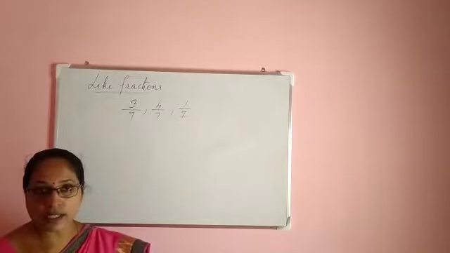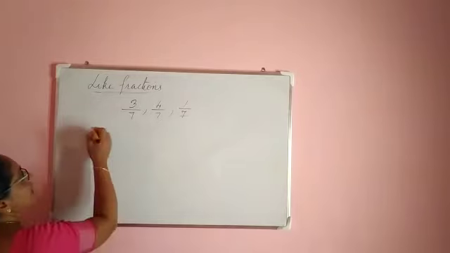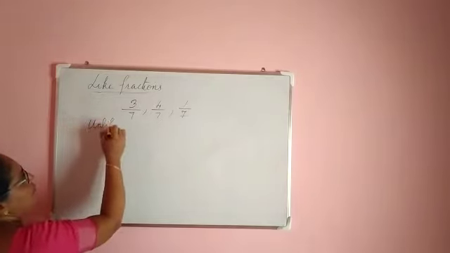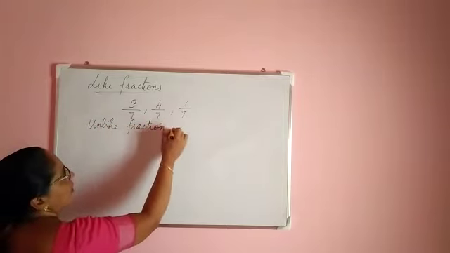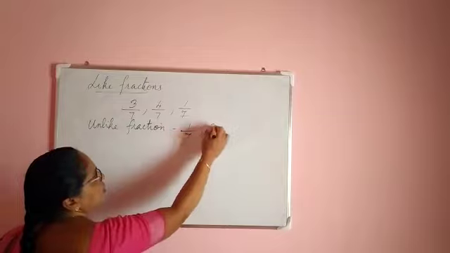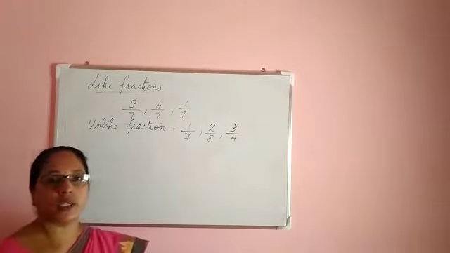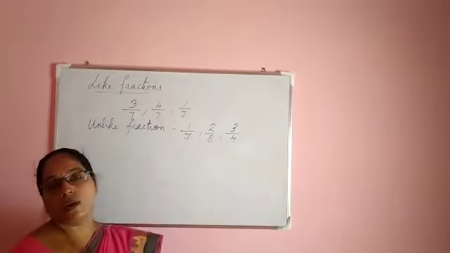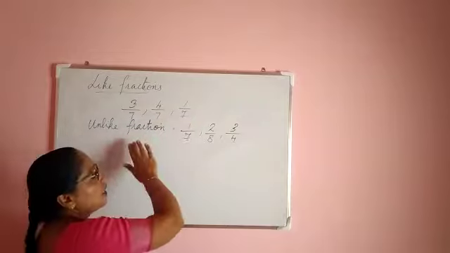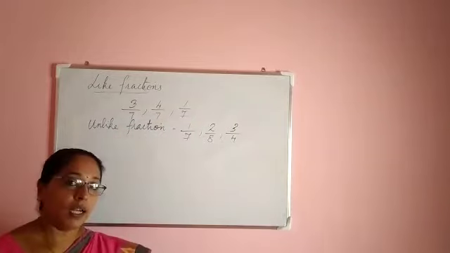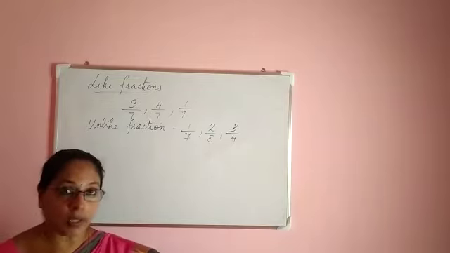What are unlike fractions? Yes, fractions with different denominators. Unlike fractions means 1 by 7, 2 by 8, 3 by 4. Look at all these fractions. They have different denominators. So, like fractions are fractions with the same denominator and unlike fractions are fractions with different denominators. And these two types of fractions are very, very important.